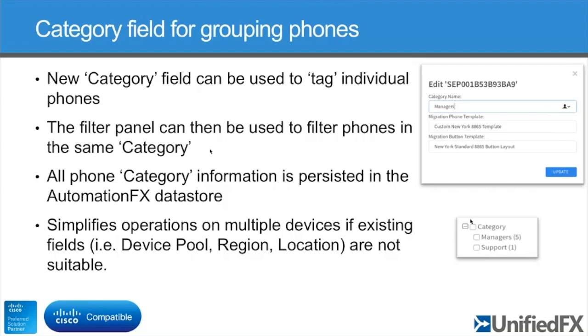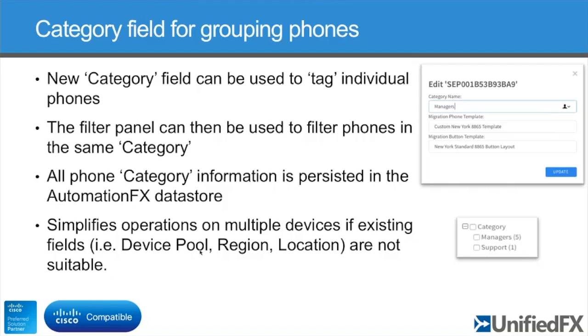So I've got a tiny screen grab here, in the bottom right-hand corner, and that's a little section from the filter panel on the phones page. All you do is click the tick box against managers, and that's a custom category. It's being tagged to 5 phones in that case, and only those 5 manager phones would be listed. So that just gives you a lot of flexibility.